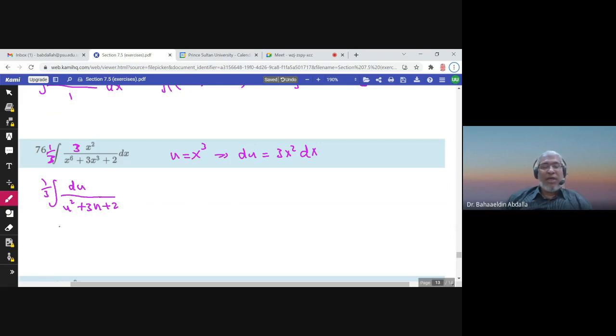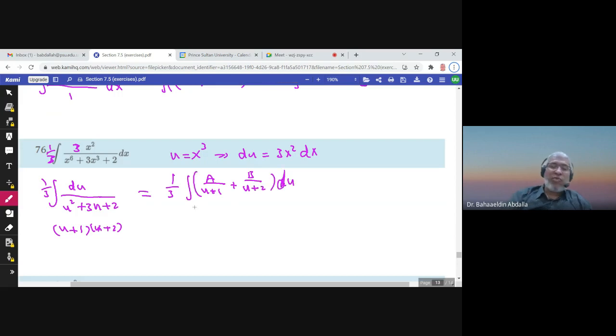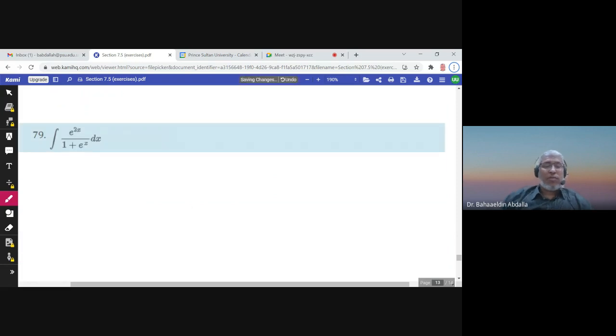And that's it. I can factor this u plus 1 times u plus 2. And then I can write it as a over u plus 1 plus b over u plus 2 du. I find a and b, and then the integral.